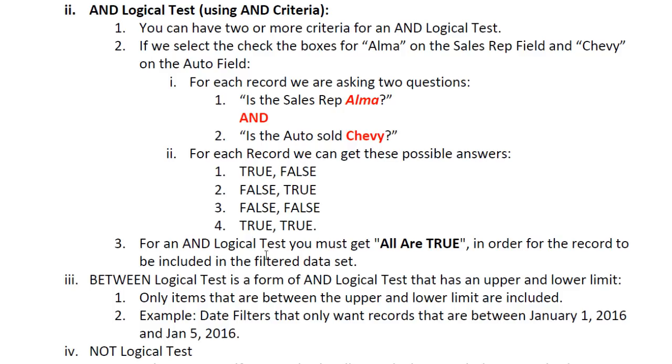Now, for AND logical tests, we must get all are true. Now, in this case, both are true, right? But we could easily have an AND logical test where we have 3 or 4 or 5 conditions. That's why we say when we're doing an AND logical test, we must get all are true in order to take that record for filter. Now, again, we will see OR and AND logical tests in basically everything we do in this class moving forward.